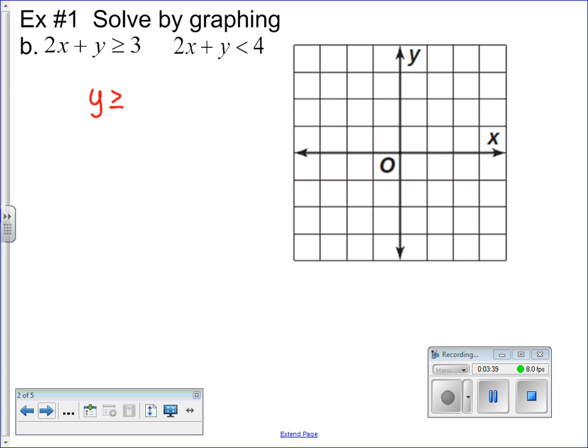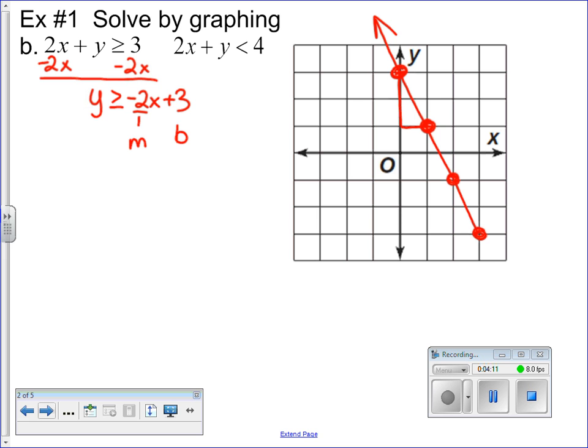So to get the y by itself, I'm going to have to move that 2x. Since it's positive, I'll subtract it. So I get y is greater than or equal to negative 2x plus 3. Now, remember, there's my b, so that's where I start, at 3 on the y-axis. My slope, make it a fraction, is negative 2 over 1. So go down 2 over 1, down 2 over 1, down 2 over 1. Then connect your points. And that's the first line.